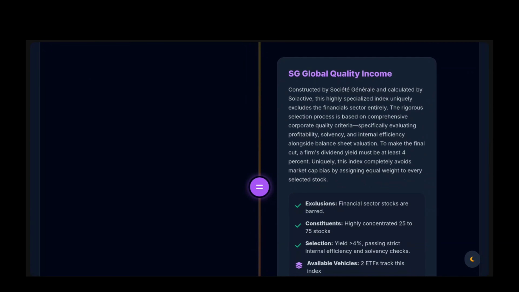Next, we have the SG Global Quality Income. So, constructed by Societe Generale and calculated by Solactive, this highly specialized index uniquely excludes the financial sector entirely. The rigorous selection process is based on comprehensive corporate quality criteria, specifically evaluating profitability, solvency, and internal efficiency alongside balance sheet valuation. To make the final cut, a firm's dividend yield must be at least 4%. Uniquely, this index completely avoids market cap bias by assigning equal weight to every selected stock.